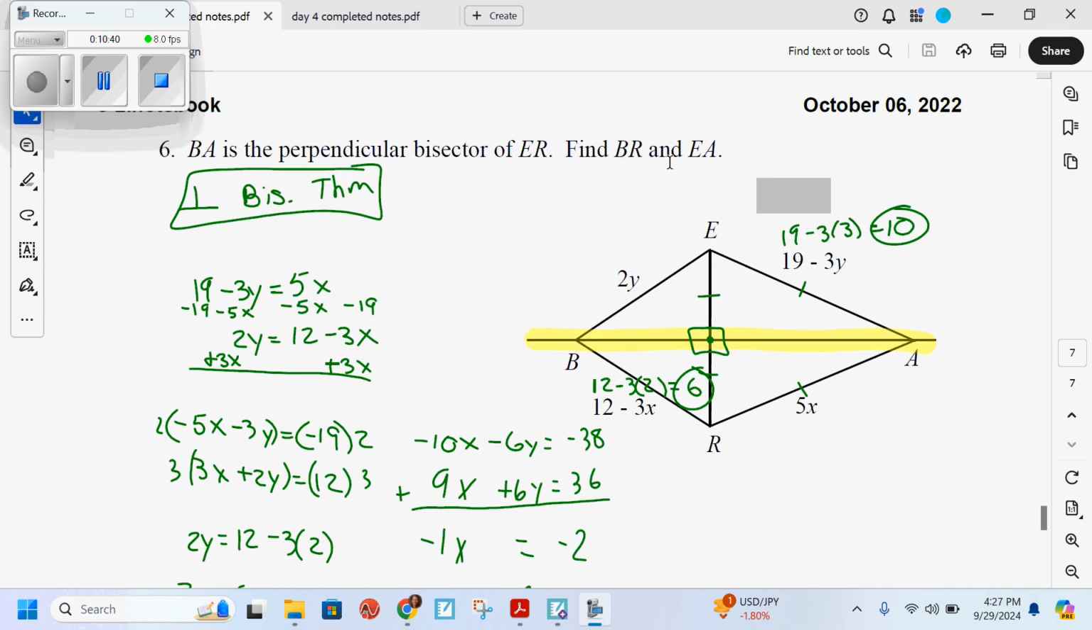They wanted me to find BR and EA. So BR is right here, and EA is right here. So then I came back and I subbed in y is 3 and got 10, and I subbed in x is 2 and I got 6.